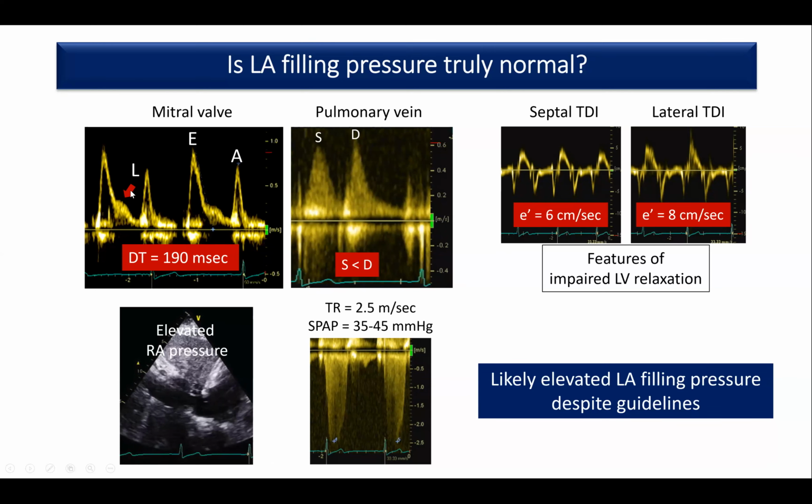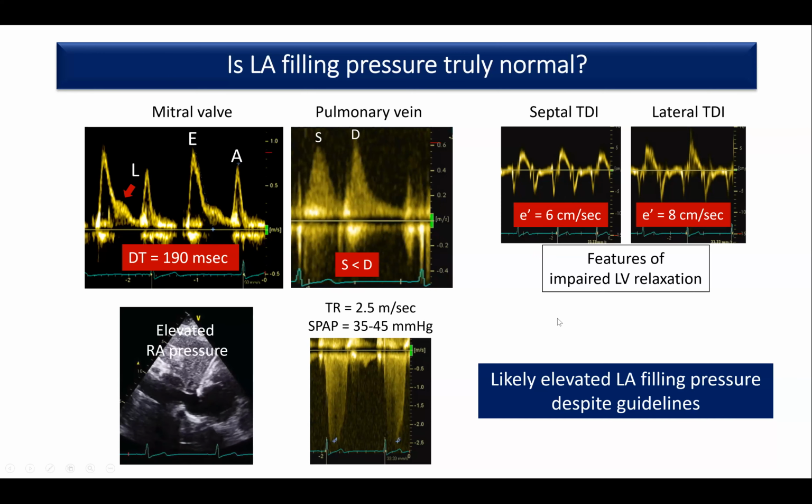So if you combine the L wave, the deceleration time, the pulmonary vein Doppler S less than D, the high RA pressure, the high PA pressure, and the impaired relaxation pattern, this patient's left atrial pressure is very likely elevated, even though the guidelines told us it's normal.